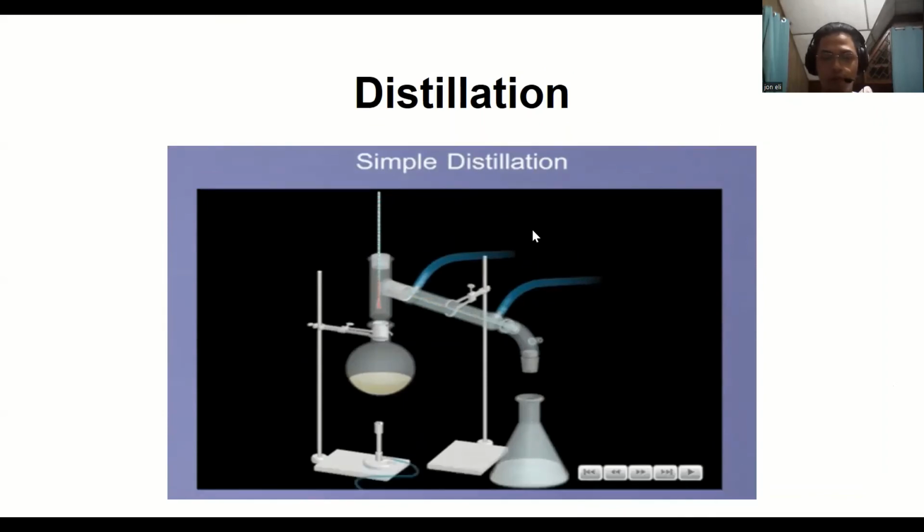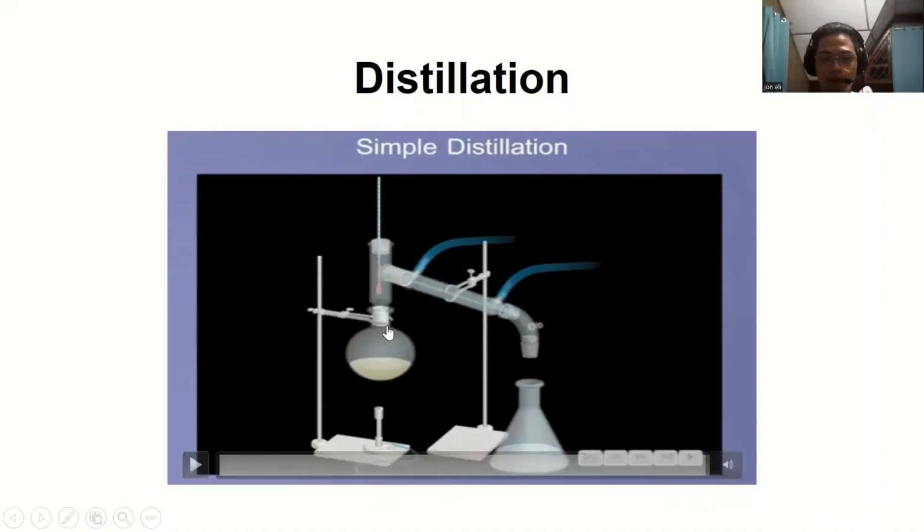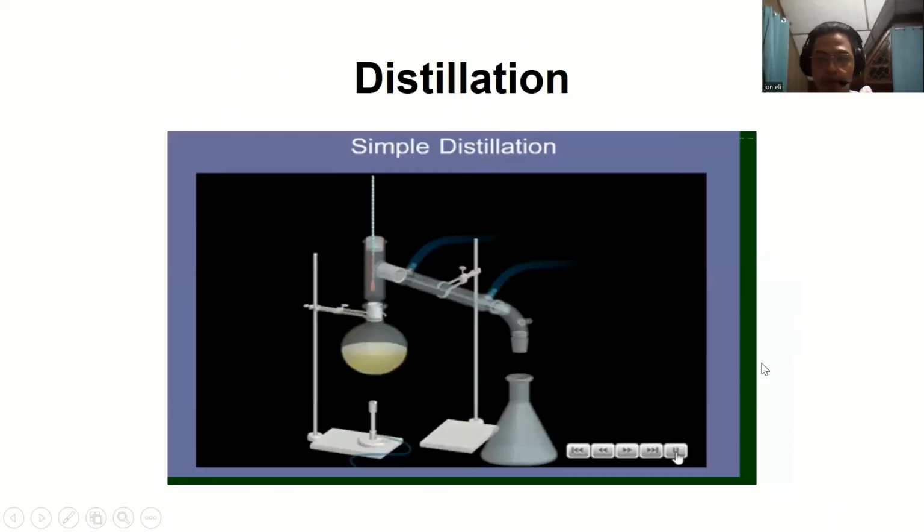In the video, the first step is to run cold water through the condenser. Then heat will be applied to the mixture to distill it. As the vapor travels through the condenser, it liquefies and turns into droplets, which is called the distillate. That is the process of distillation in practice. Thank you guys.